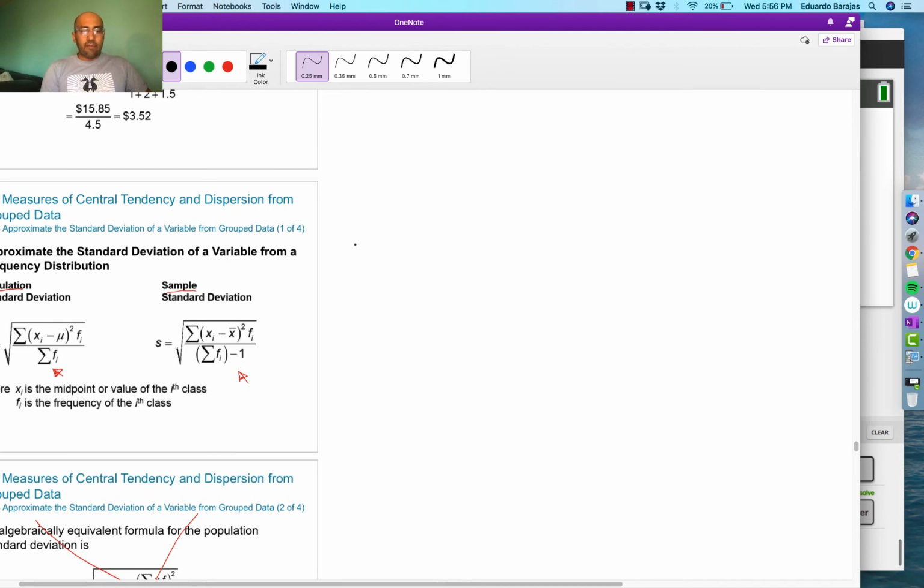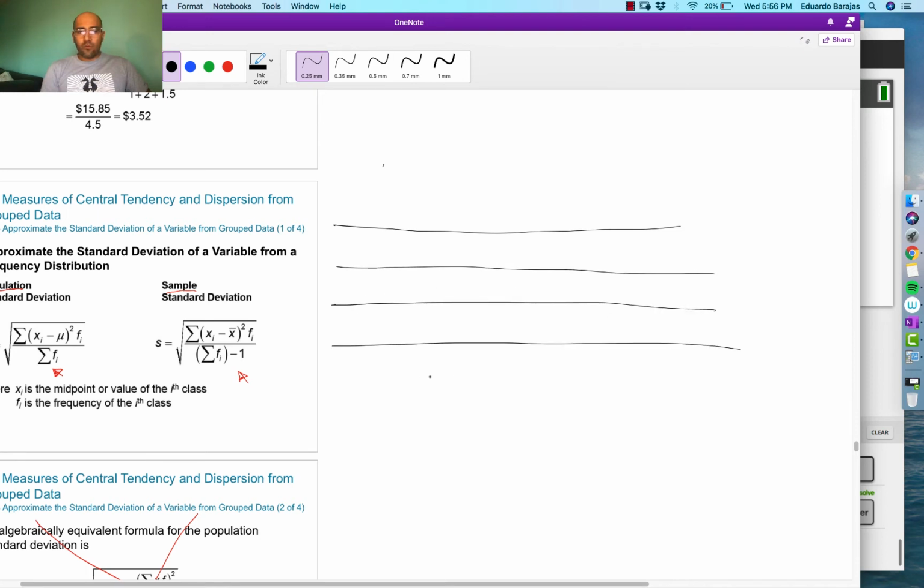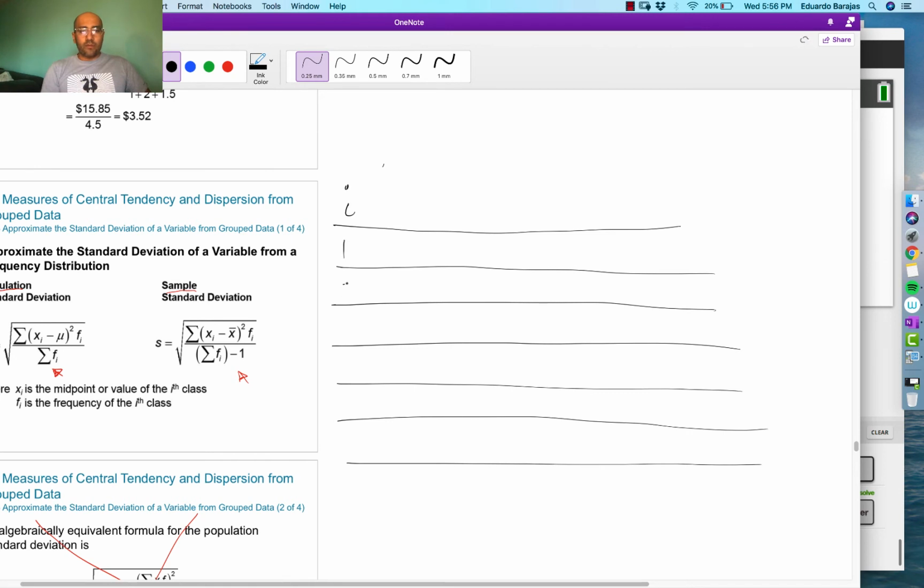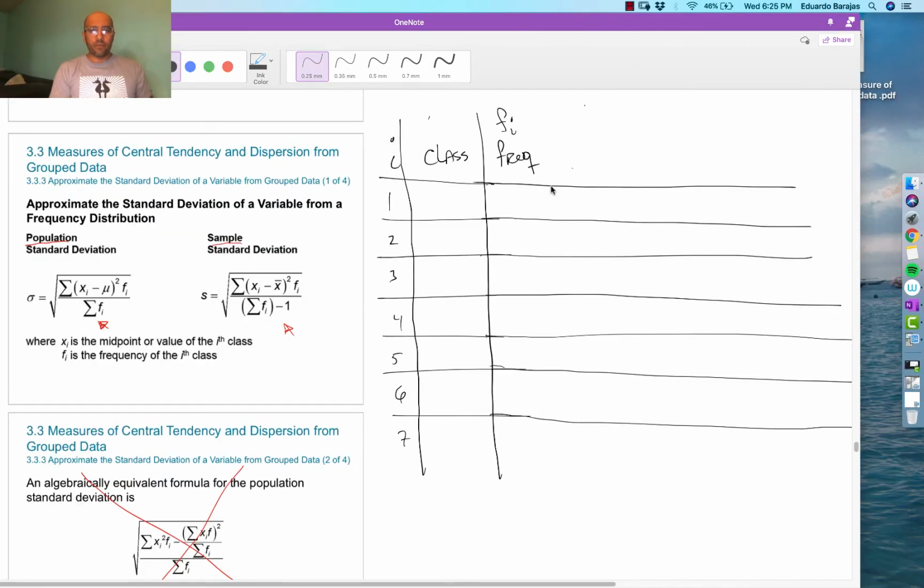So again, I have my 1, 2, 3, 4, 5, 6, 7 values there. We have I, and that's 1, 2, 3, 4, 5, 6, and 7. And then we had our classes, just like before. And then we had our frequencies. And then we had another category for class midpoints.